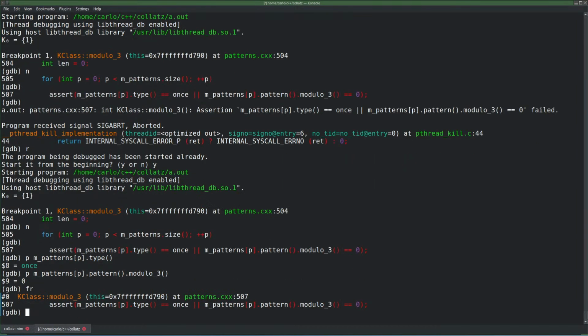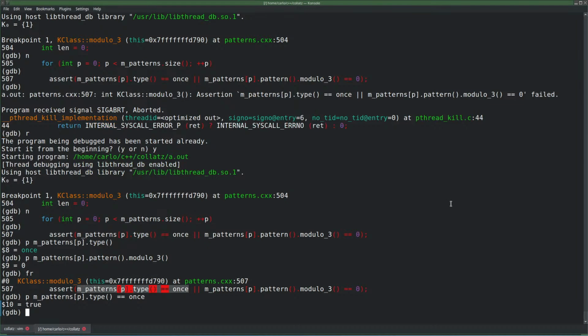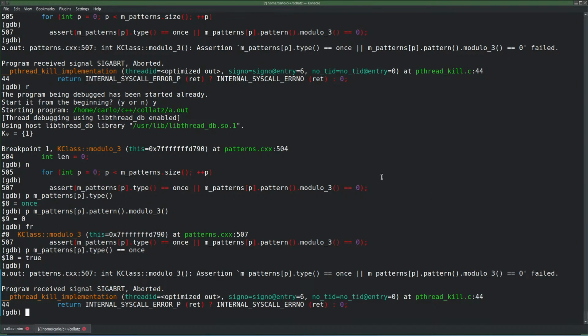So now I am in this frame, about to execute this assert. And I let the debugger evaluate this expression, and it is true. And I do next, and we crash. Explain that to me.